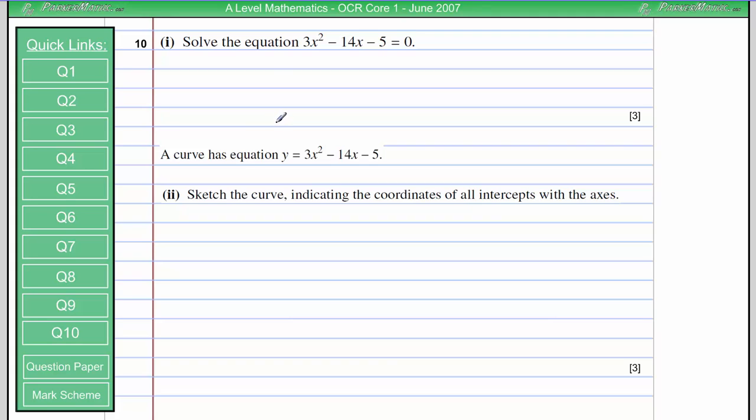Question 10, part 1. Solve the equation 3x squared minus 14x minus 5 equals 0. Now, because this is a non-calculator paper, I'm expecting that this is going to factorise. If you weren't sure whether something factorises, work out the discriminant, b squared minus 4ac, and if you can square root that and not get a surd, you've got something that's going to factorise.